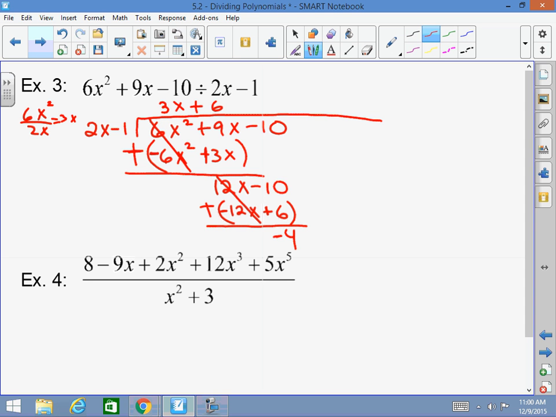Can 2x go into a number by itself? No. That's my remainder, which I write as plus negative 4 over 2x minus 1.